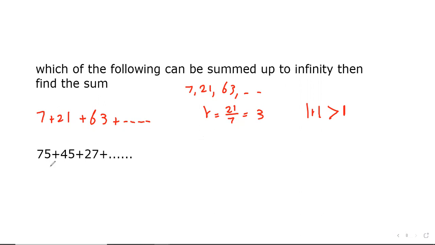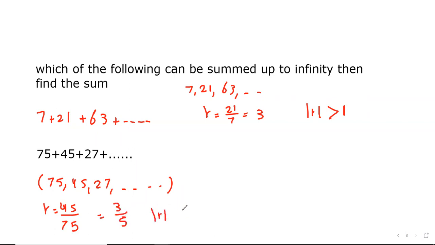In the second one, it's 75. Then here, after 75, it's 45 and 27. The geometric sequence 75, 45, 27, and so on. And the geometric series is the sum of all these terms. So here R is 45 divided by 75 equals 3 over 5. And because the absolute value of R in this case is less than 1, this series can be summed up to infinity.